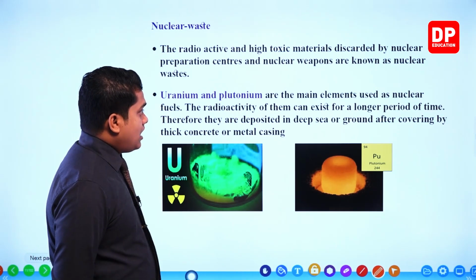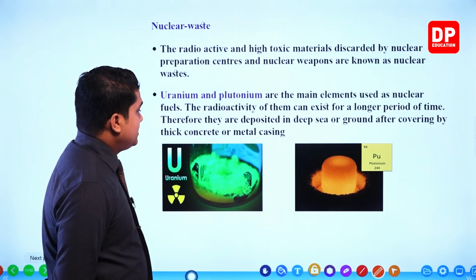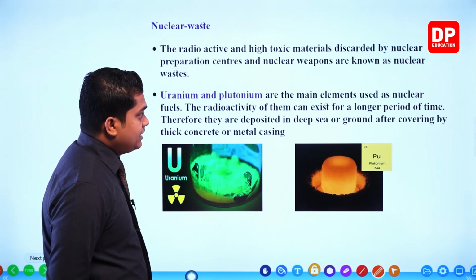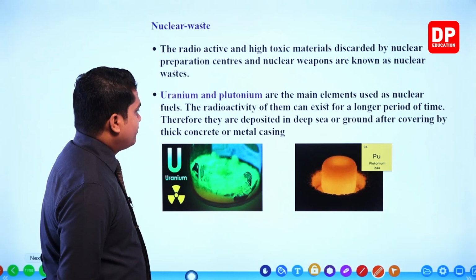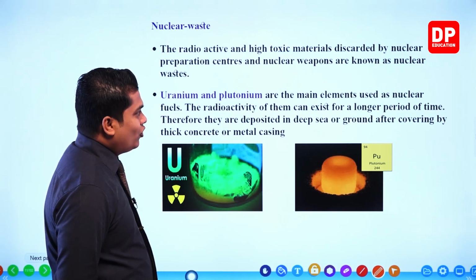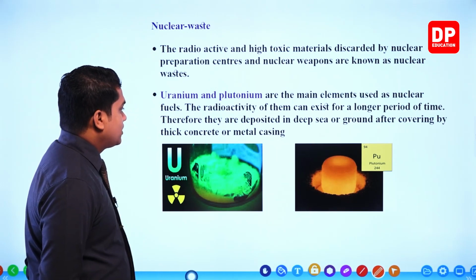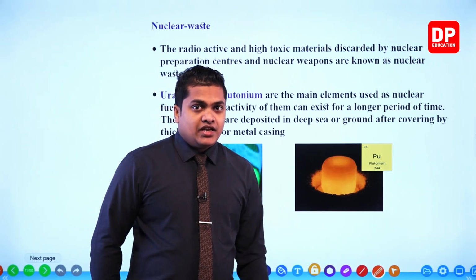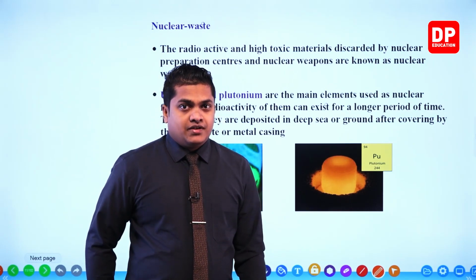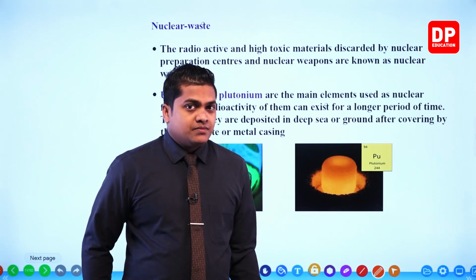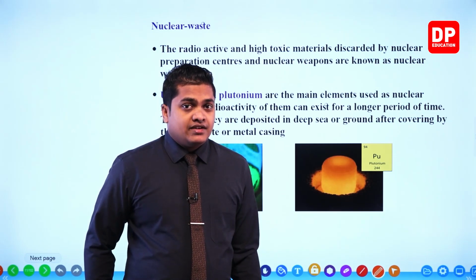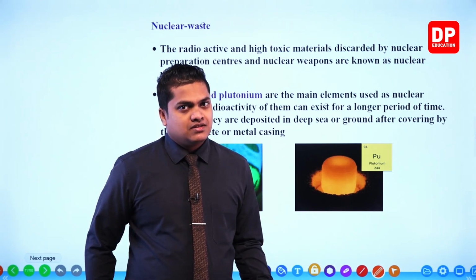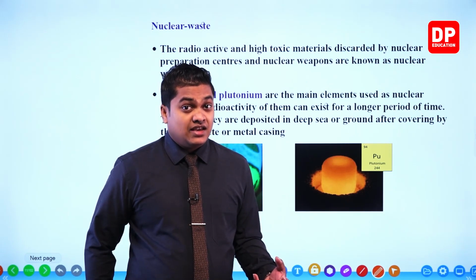Uranium and plutonium are the main elements used as nuclear fuels. The radioactivity of them can exist for a longer period of time. Therefore, they are deposited in deep sea or ground after covering by thick concrete or metal casing. In order to survive the radiation given out by these materials, the concrete layers should be at least 6 feet in thickness.